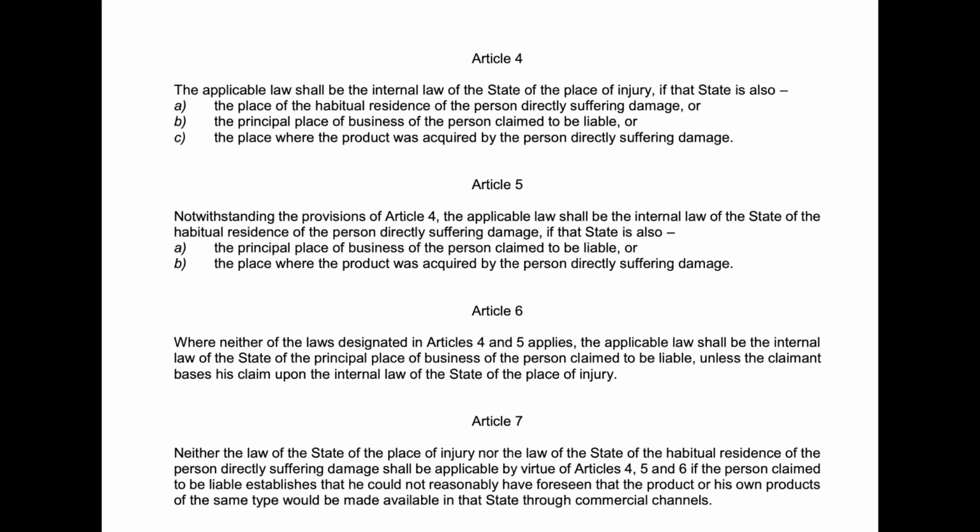So, Article 5. Notwithstanding the provision of Article 4, which means that Article 5 prevails over Article 4, the applicable law shall be the internal law of the state of the habitual residence of the person directly suffering damage, if that state is also the principal place of business of the person claimed to be liable or the place where the product was acquired by the person directly suffering damage. So, the connection is the residence of the person suffering the damage, but to apply that law, there must be another point of connection in that country.